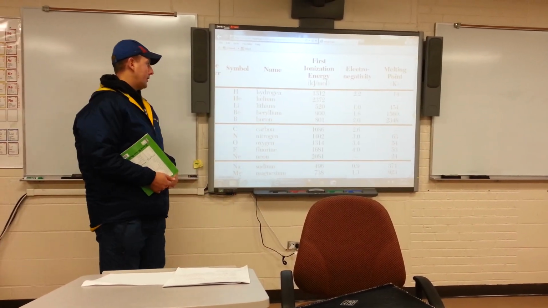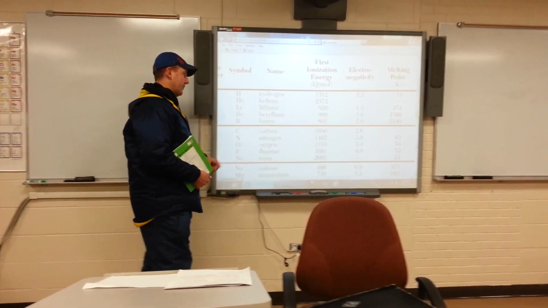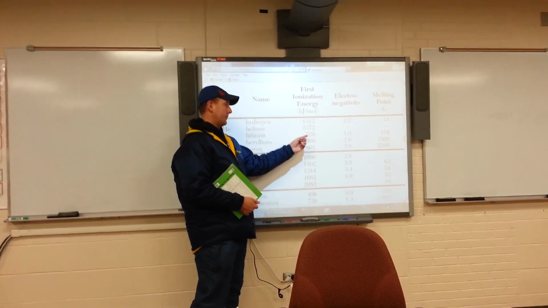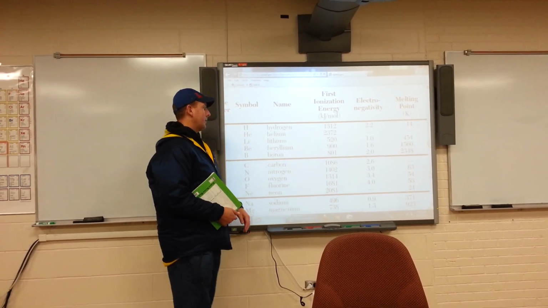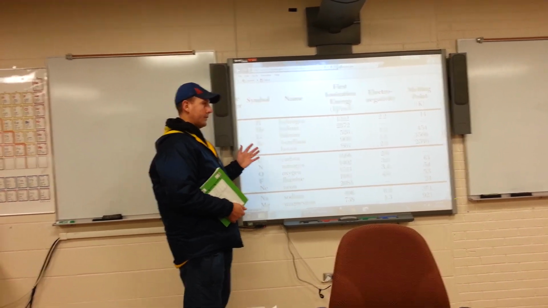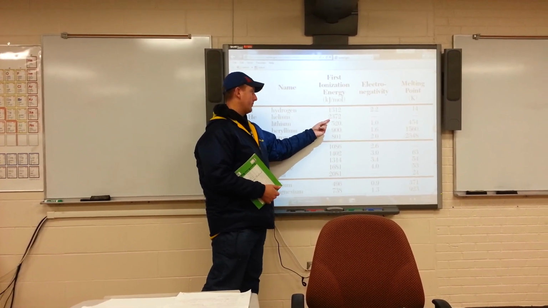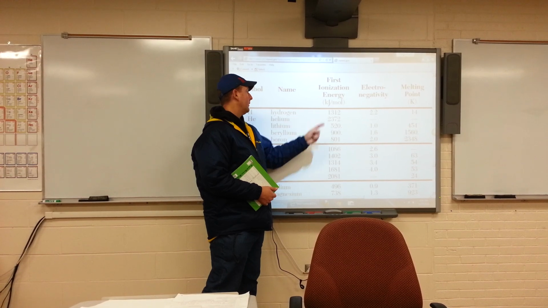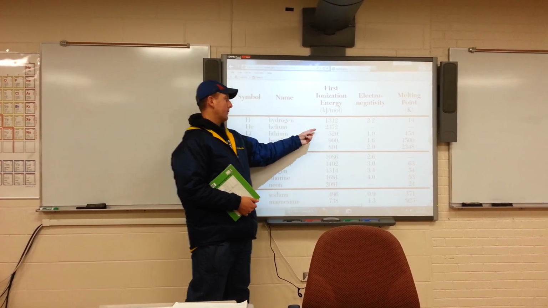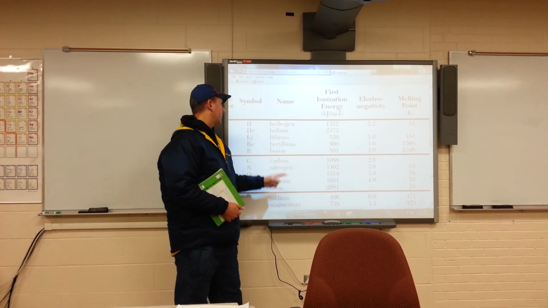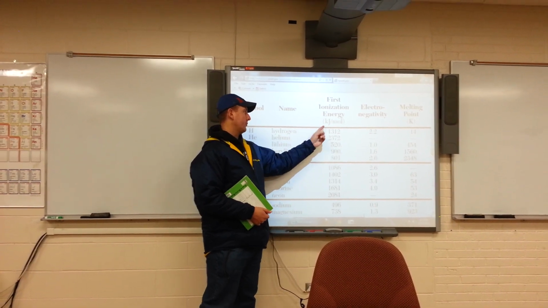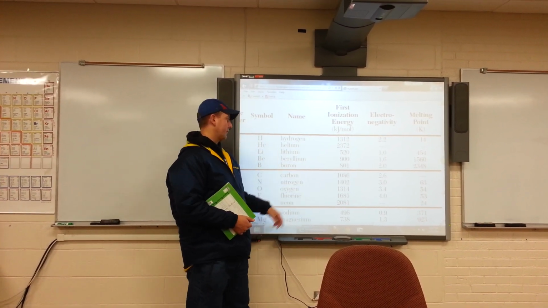Some elements have very low ionization energies. Look at lithium, 520, with a very low ionization energy. You're going to learn what type of elements those are in a later video. And some elements have very high ionization energies, like helium, 2,372 kilojoules per mole. So it'd be very hard to move an electron from helium. But for lithium, it only takes 520 joules to remove 1 electron from lithium.